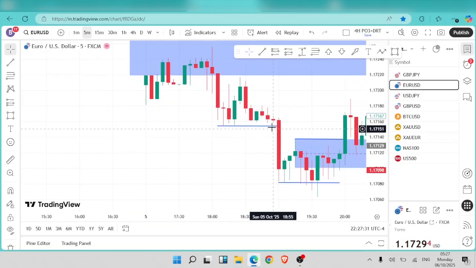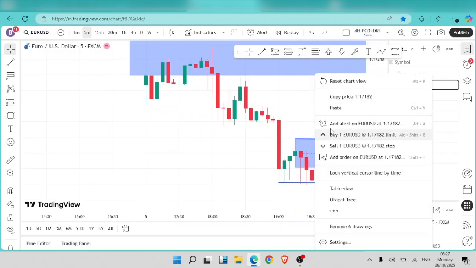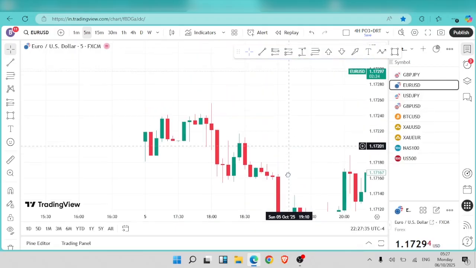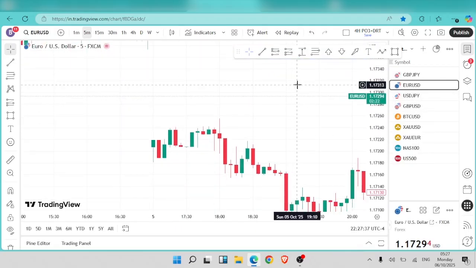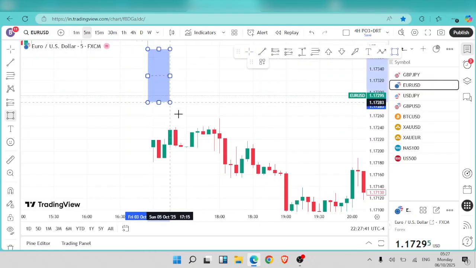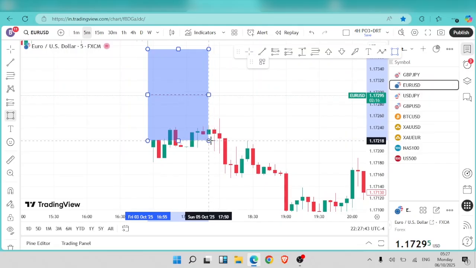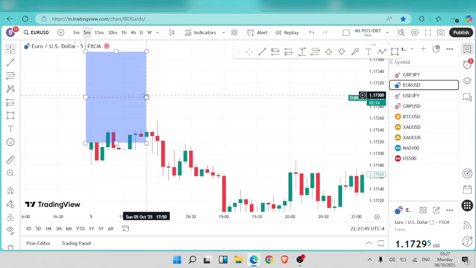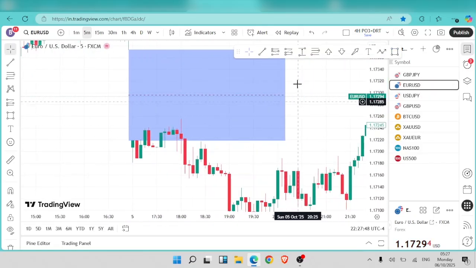Now price opens here, goes up, and then comes and closes below. Let me just delete everything, remove all the drawings, start afresh. So we have the new week open gap like that.